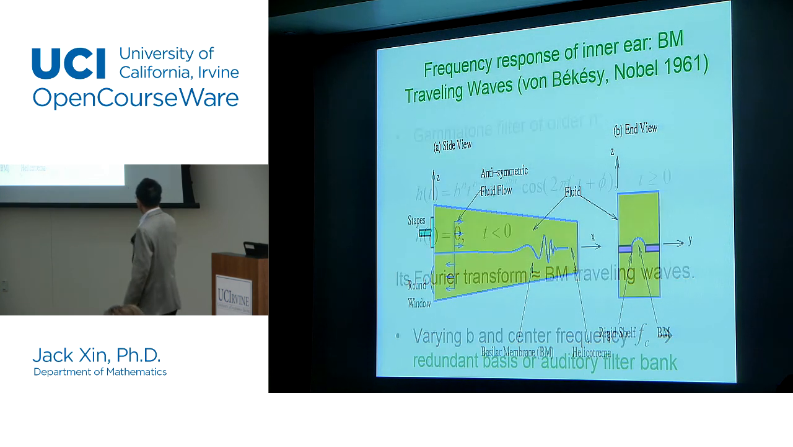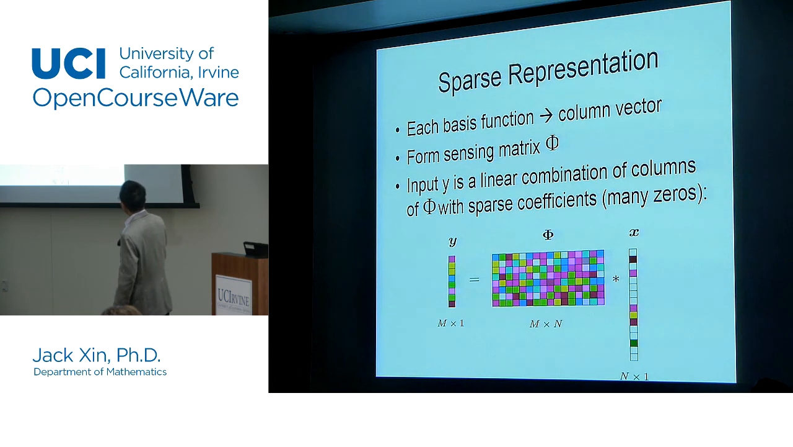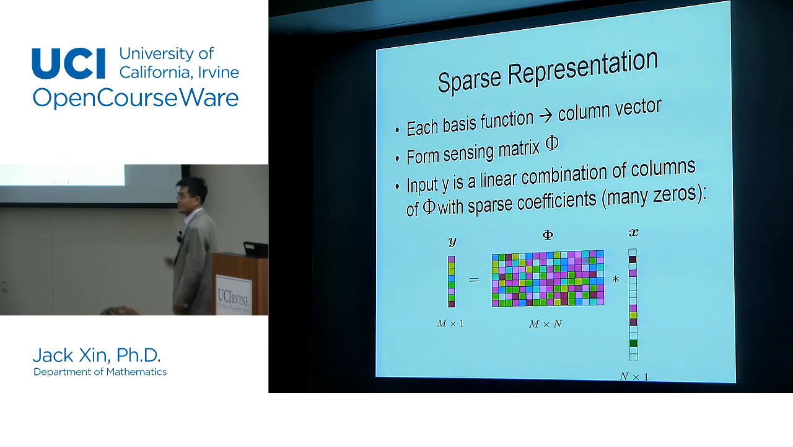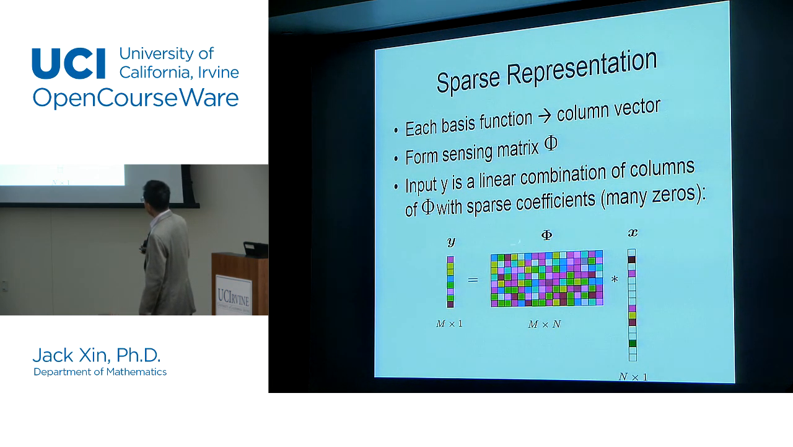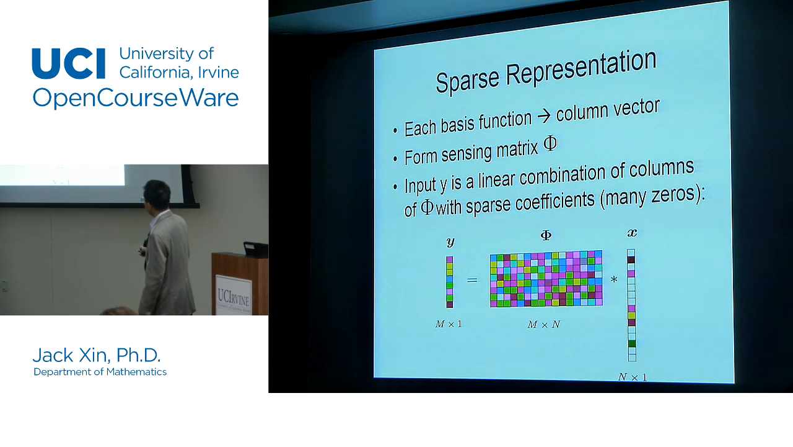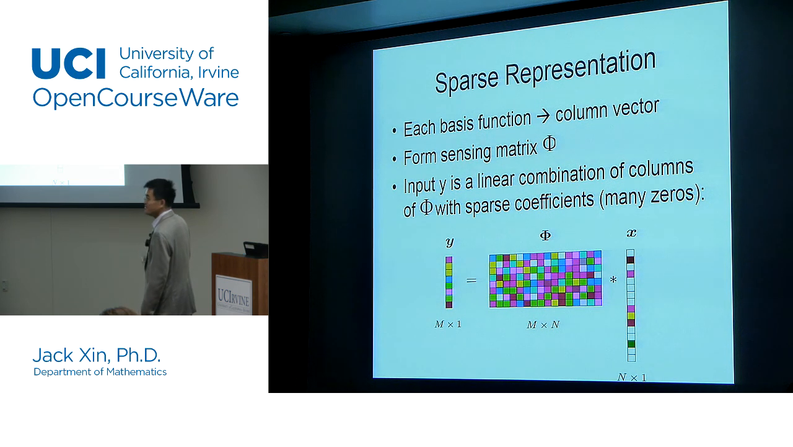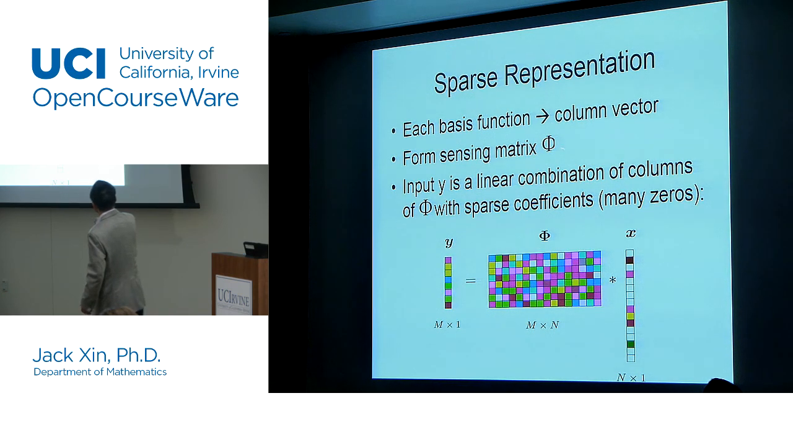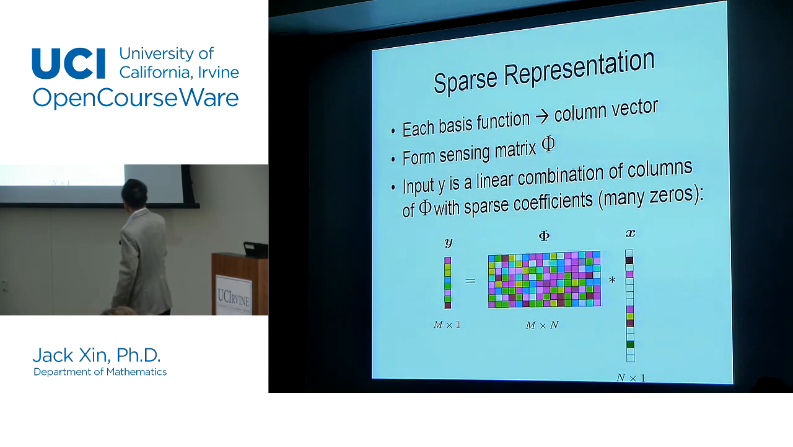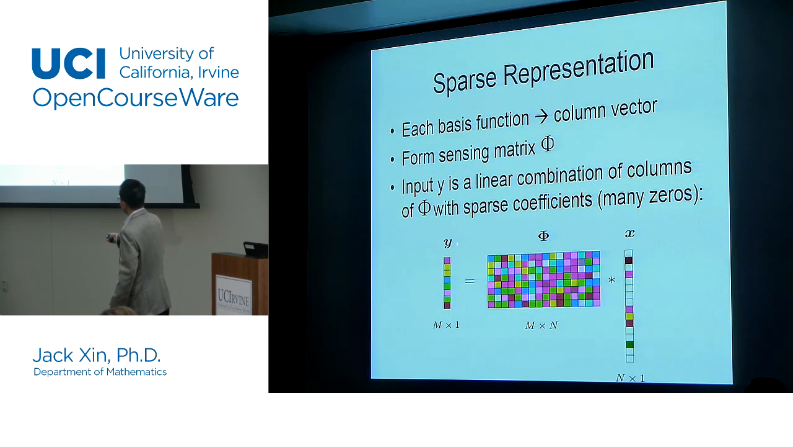Okay. So now let's get back to this issue of sparse representation. We have more than what we need. If we discretize the bases into vectors and put them all into columns, they form a matrix called phi. We call it the sensing matrix. That's how we sense the signals in the real world. And now we're going to pick a few coefficients out of these to represent the signal that we receive.